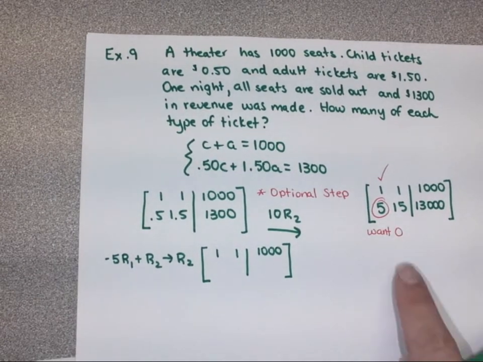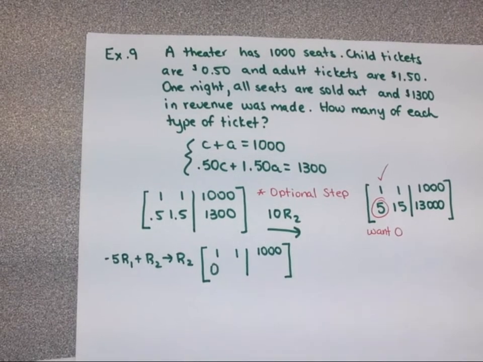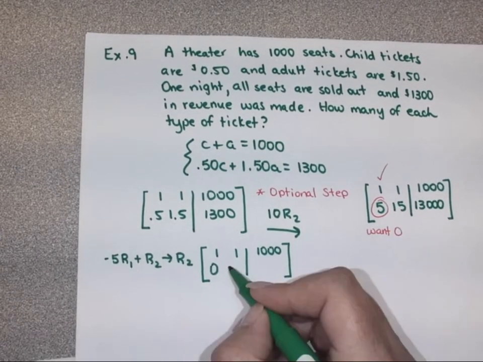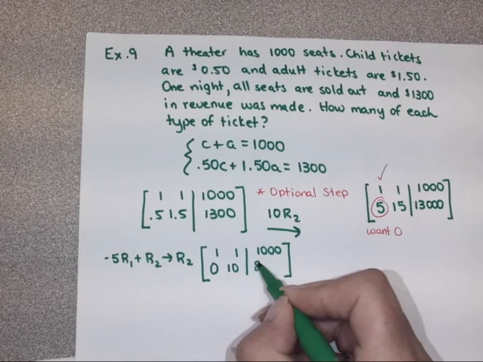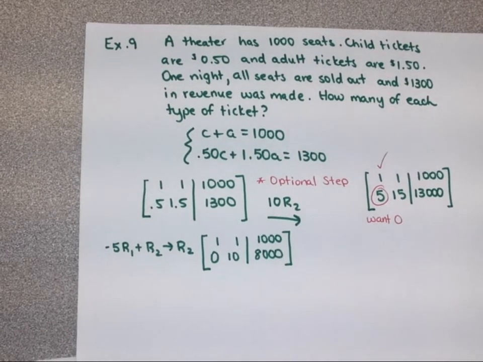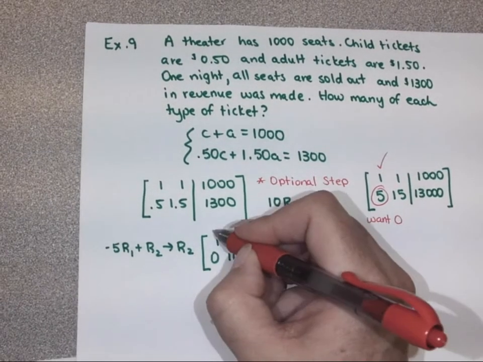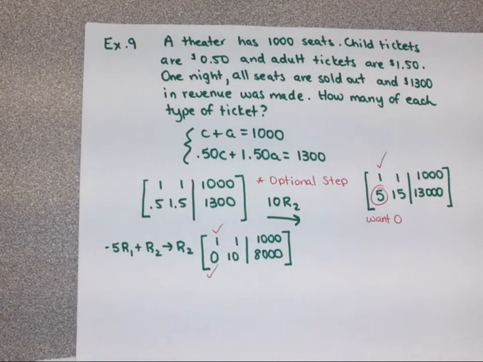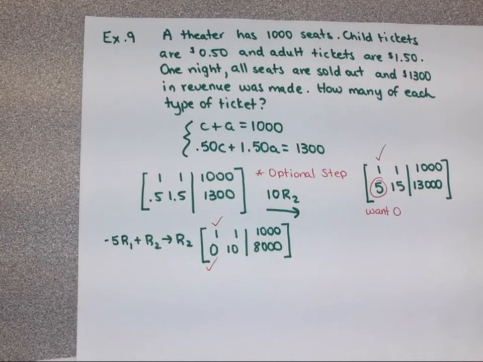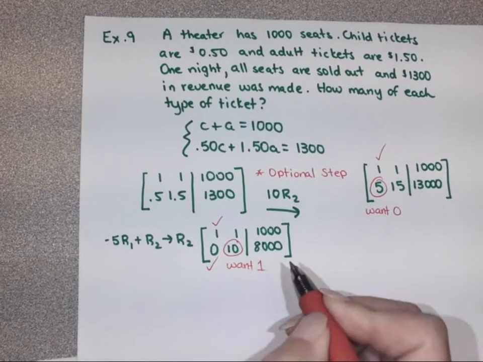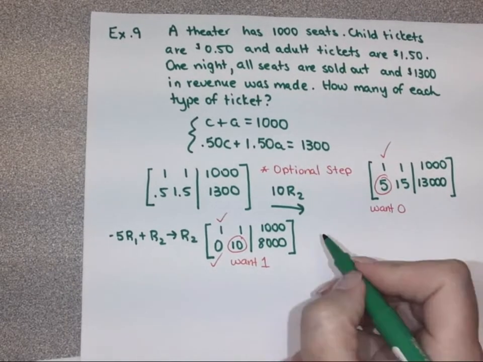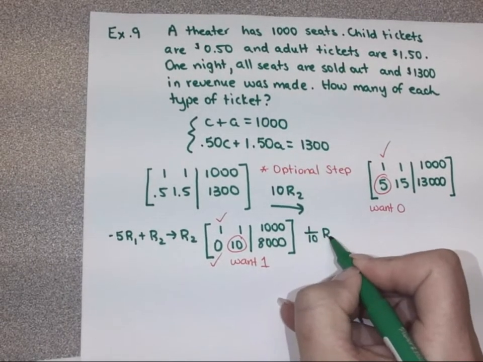Negative 5 plus 5 is 0, just like we want. Negative 5 plus 15 is 10. Negative 5 times 1,000 is negative 5,000, right? Plus 13,000 would be 8,000. You can use a calculator if the numbers seem too large. So now what? Move on to what number? The 10, right? And what do we want in the 10 spot? We want a 1. If we use the reciprocal, what are we going to do? We're going to do a 10th times the second row.